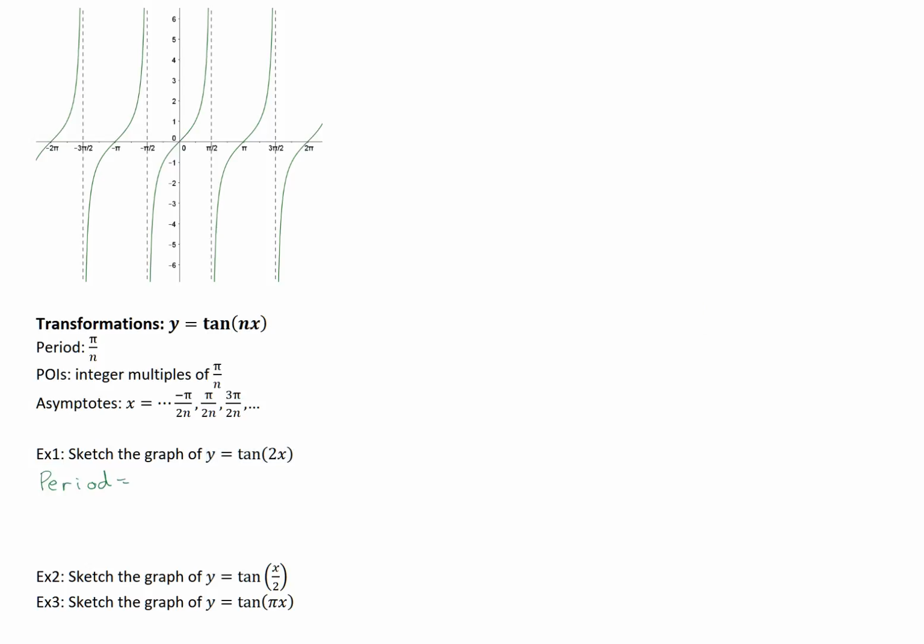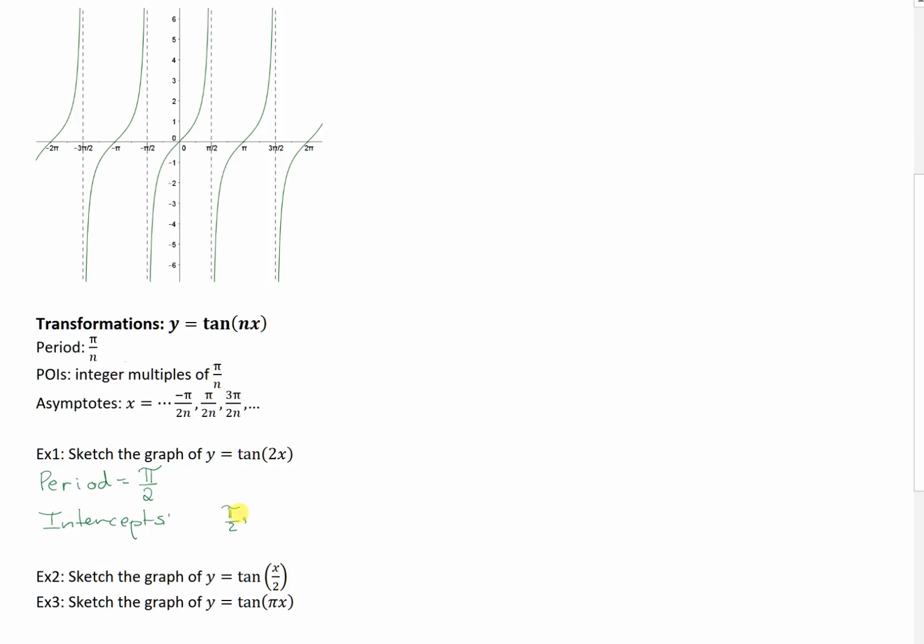For this graph of y equals tan of 2x, our period, again, is pi on n. In this case, n is 2, so our period is going to be pi over 2, meaning it's going to repeat double as often, so it takes half as much time for it to repeat. The intercepts are again going to be at integer multiples of pi on n. So in this case, one of them will be at pi on 2.